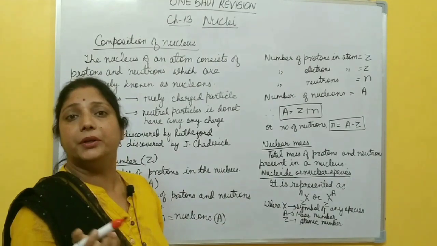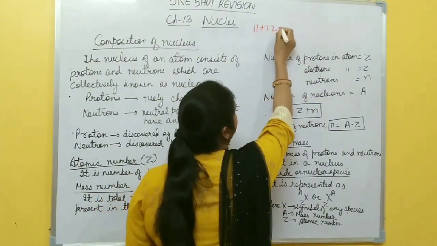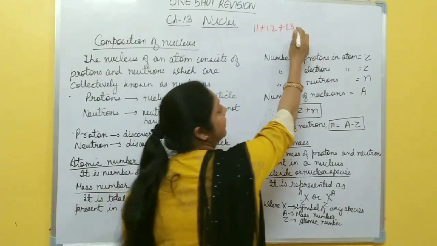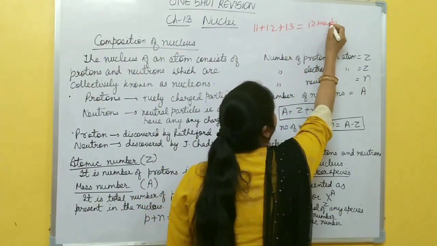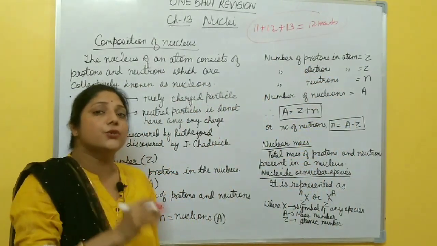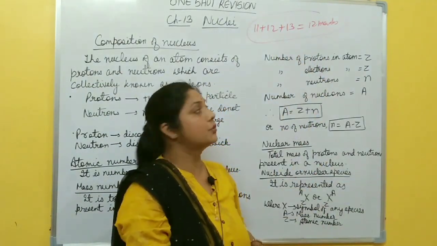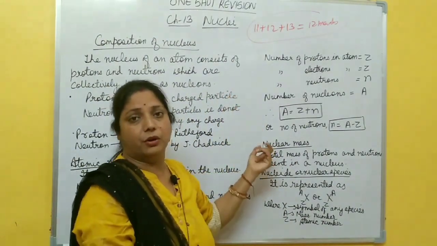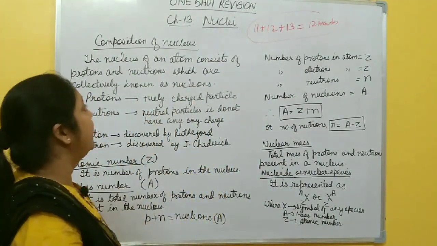I already told you about chapter 11 plus chapter 12 and chapter 13: dual nature of radiation and matter, then atoms, and this one, nuclei. All these 3 chapters together consist of 12 marks. These chapters are very small, very easy theoretical chapters. It's very easy to score 12 marks from these 3 chapters with 2 or 3 days of revision. So you must revise these 3 chapters, right? So let us start a quick revision of this chapter, Nuclei, right now.